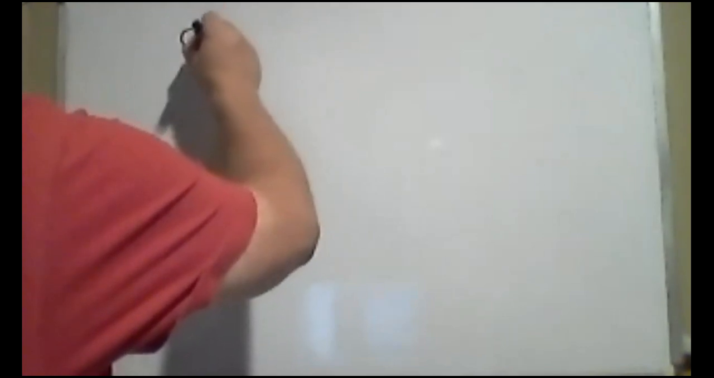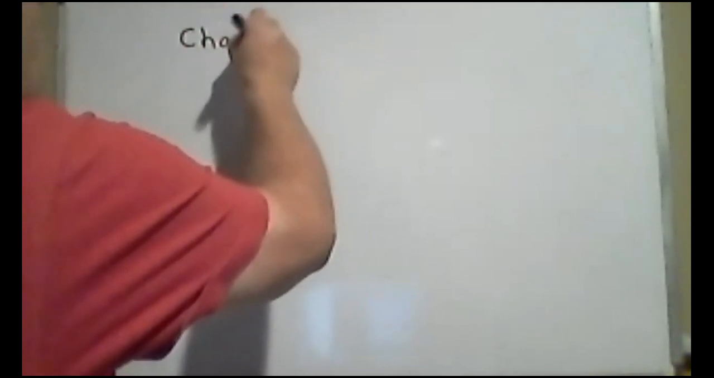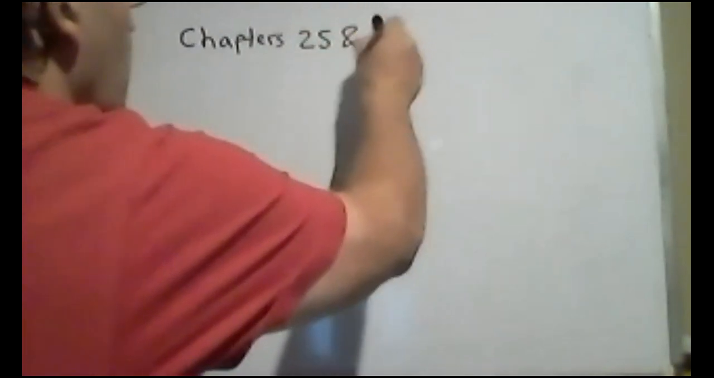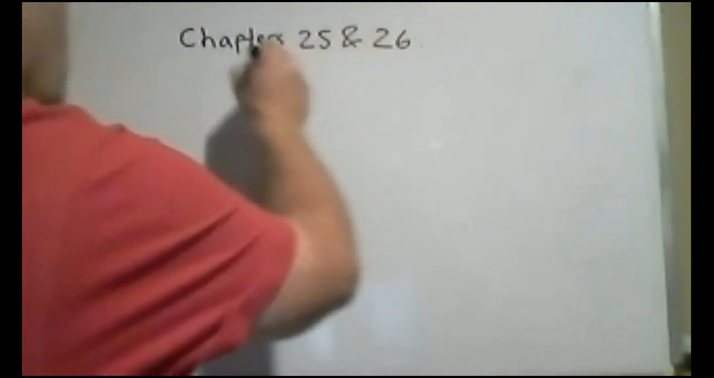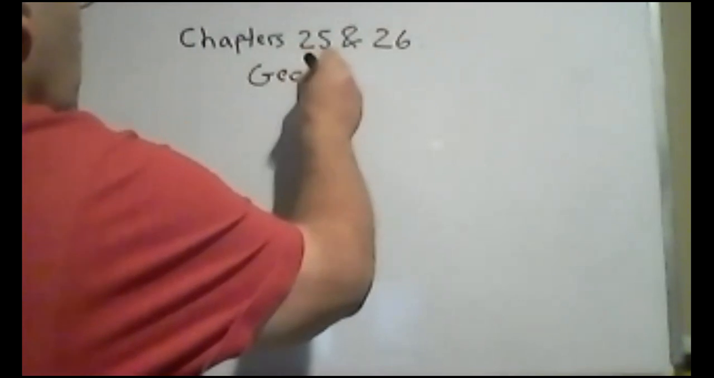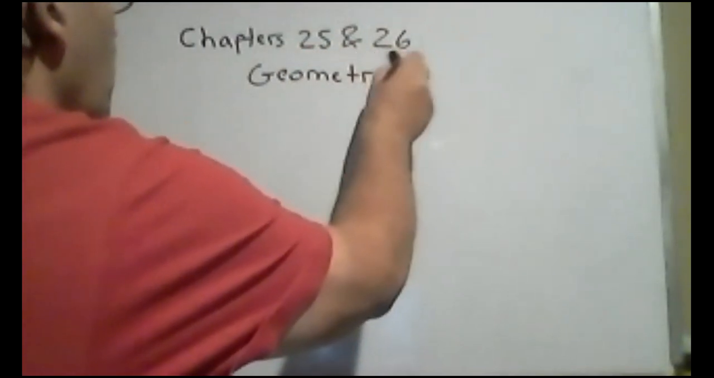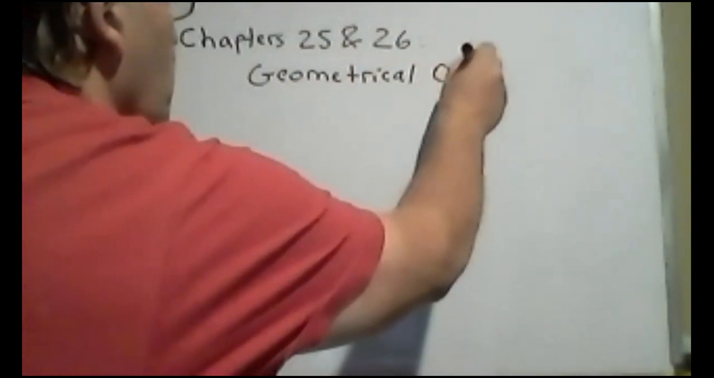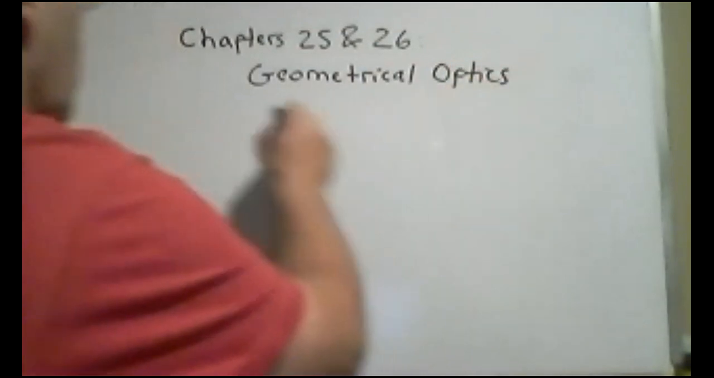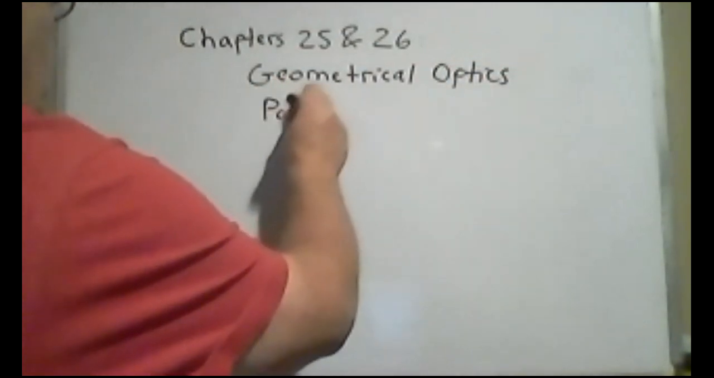Hi, students. This is part 3 of the lecture on geometrical optics, which covers chapters 25 and 26. And this will be the final part.